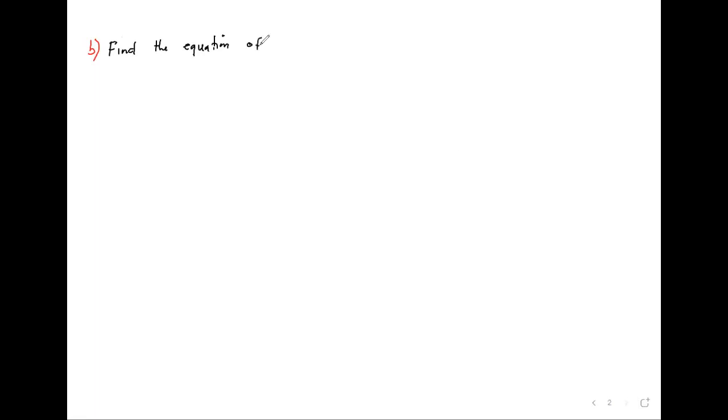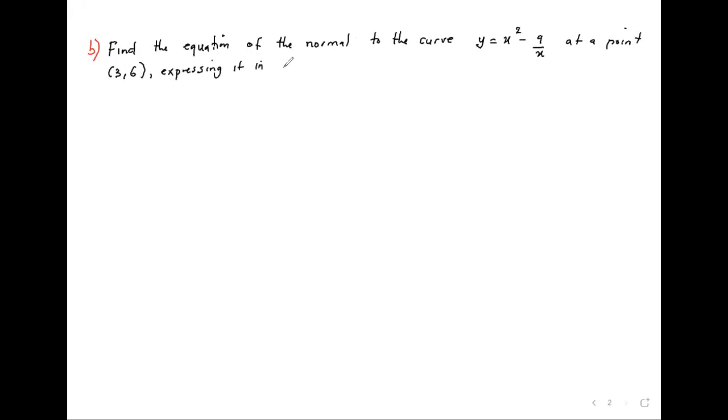Find the equation of the normal to the curve y is equal to x squared minus 9 over x at the point 3,6, expressing it in the form ax plus by plus c is 0, where a, b, c are constants.